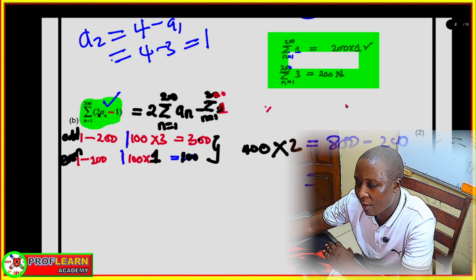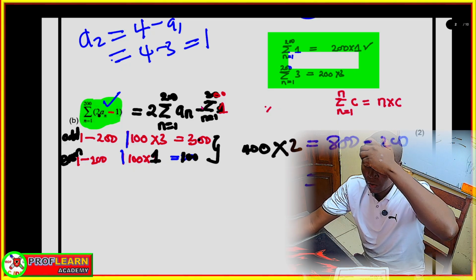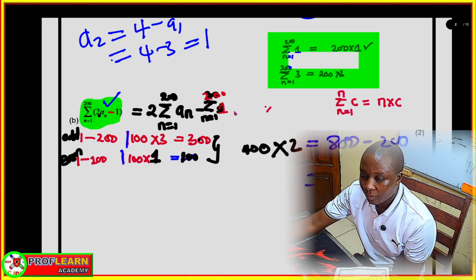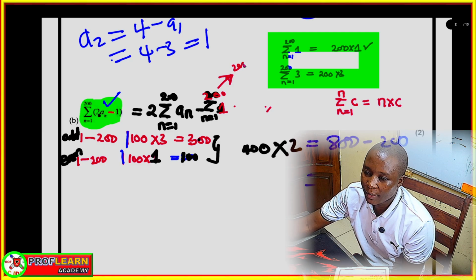So anytime you are finding the summation from n equals 1 to n of a constant c, this can be written as n times c, right? So if we want to know the summation from n equals 1 to 200 of 1, this part here is going to be 200 times 1, and that is going to be 200.